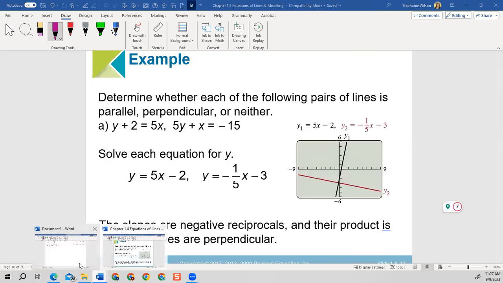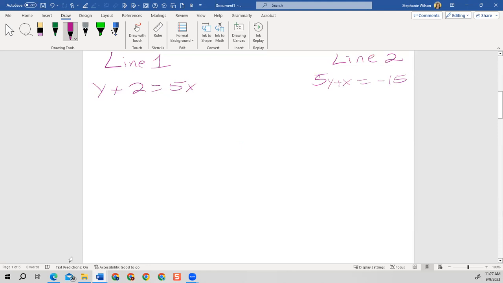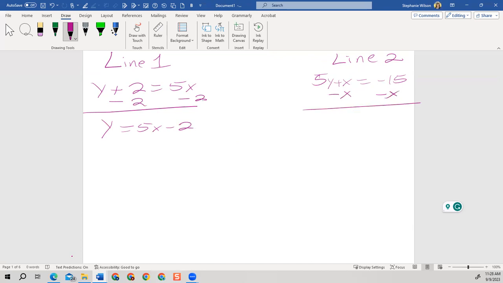All right. Now we want to determine if they're perpendicular or parallel or neither. So what we need to do is get it in slope-intercept form. For line 1, I'm going to subtract the 2 from both sides. I got y is equal to 5x minus 2. So that worked out nice and easy. For line 2, though, I need to get this x to the other side. And since it's positive, I'm going to subtract it. I get 5y is equal to negative x minus 15.